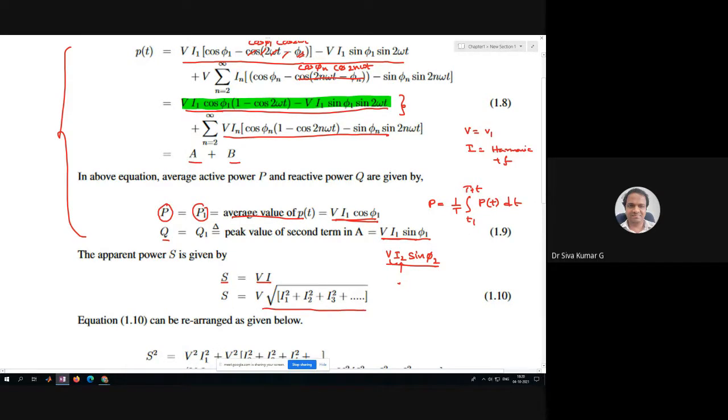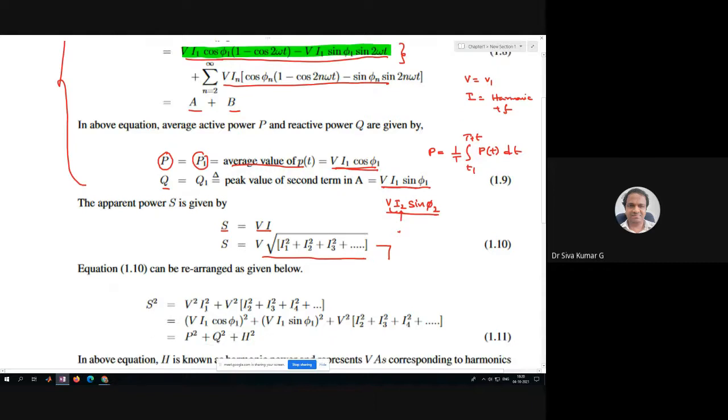But when you rearrange this particular equation, the apparent power we will get is S square is equal to V square into I1 square plus again V square into I2 square. It's just a rearrangement of this equation. Okay, now this is the equation V1 I1 square. This V square of I1 square can be written as P square plus Q square also.